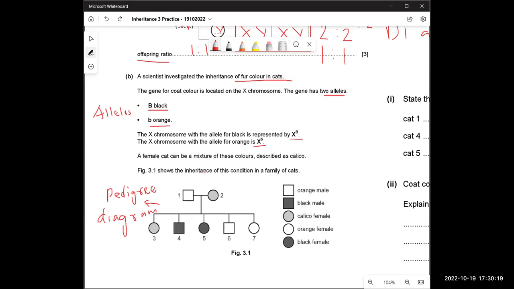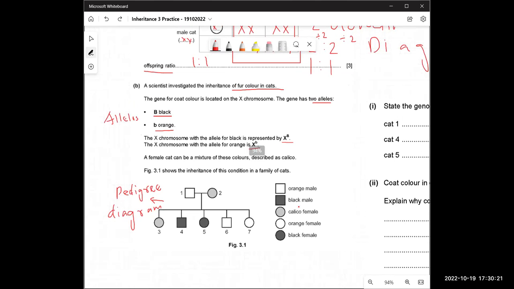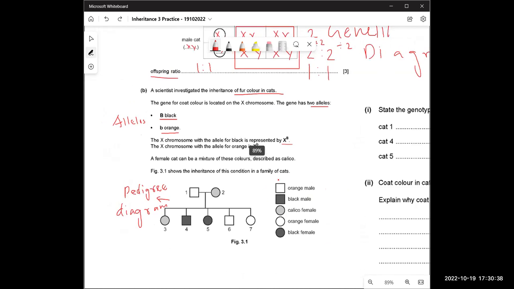Now finish reading. Yes, sir. All right.